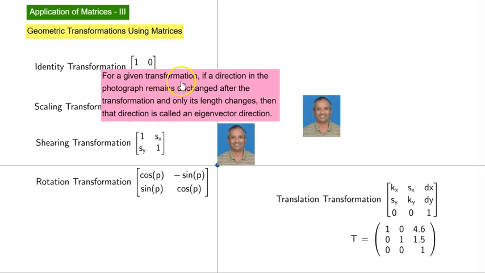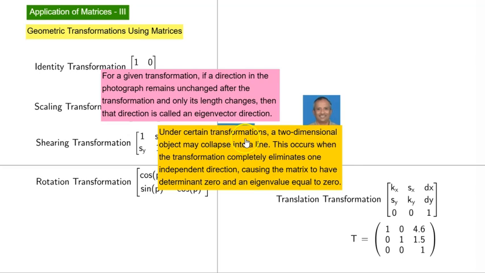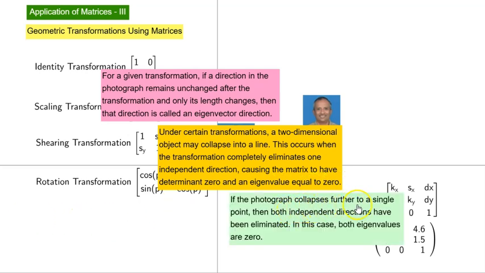In summary, for a given transformation, if a direction in the photograph remains unchanged after the transformation and only its length changes, then that direction is called an eigenvector direction. Under certain transformations, a two-dimensional object may collapse into a line, which we saw. This occurs when the transformation completely eliminates one independent direction, causing the matrix to have determinant 0 and an eigenvalue equal to 0. If the photograph collapses further to a single point, then both independent directions have been eliminated. In this case, both eigenvalues are 0.